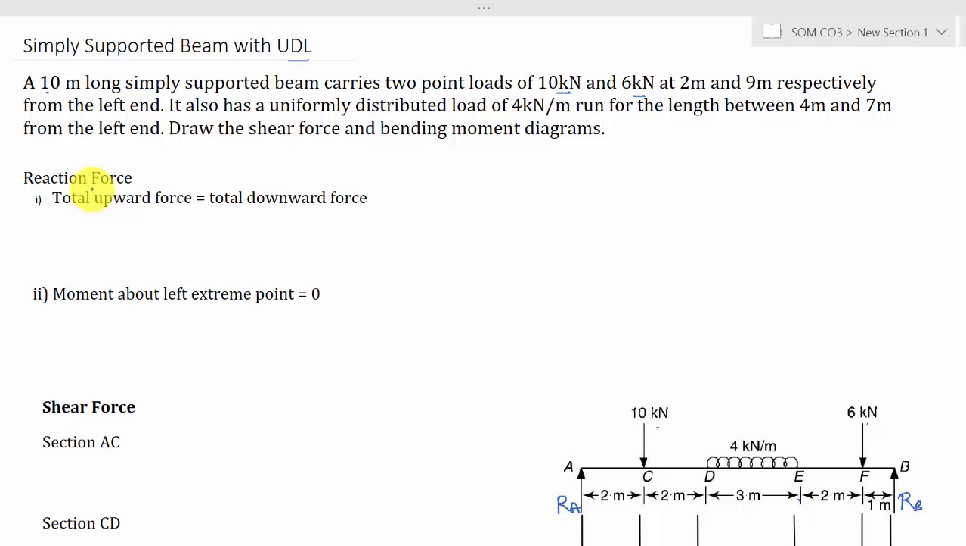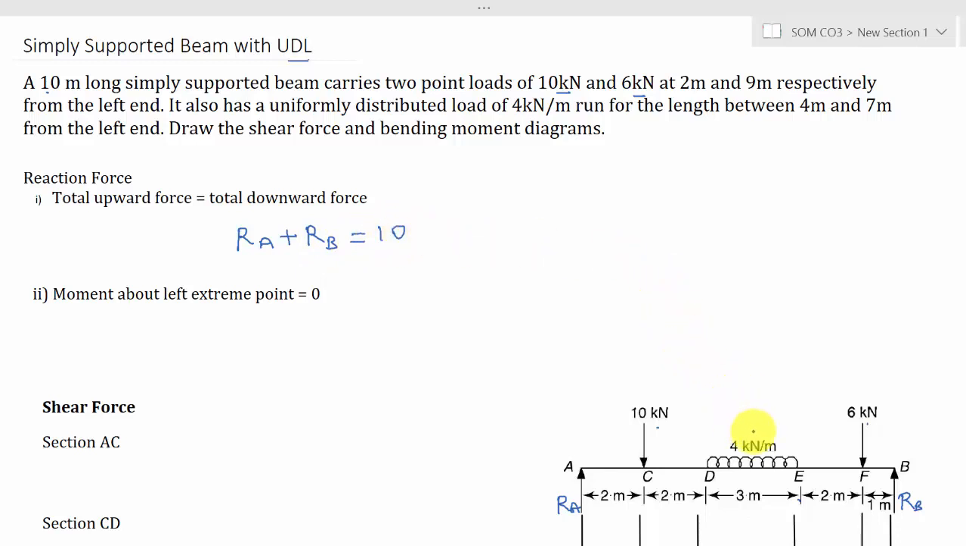For calculating the reaction forces, we have two equations. One is the total upward force is equal to the total downward force, and the second one is the moment about the left extreme point is equal to 0. So the total upward force, RA plus RB, is equal to the total downward force, which is 10.